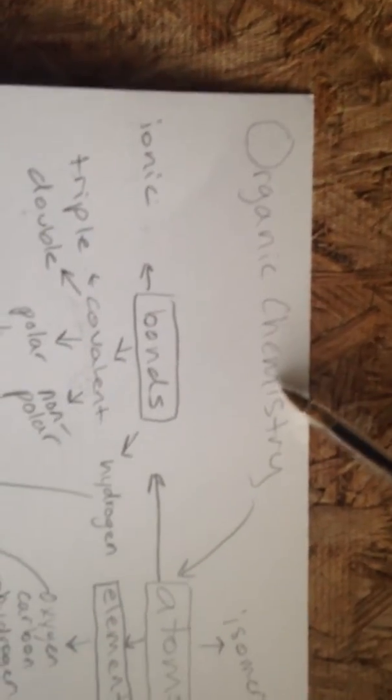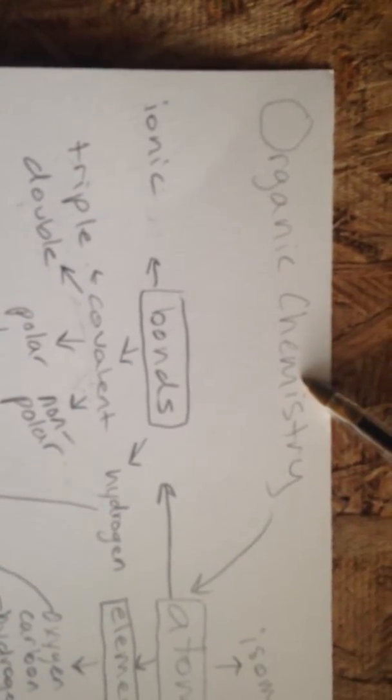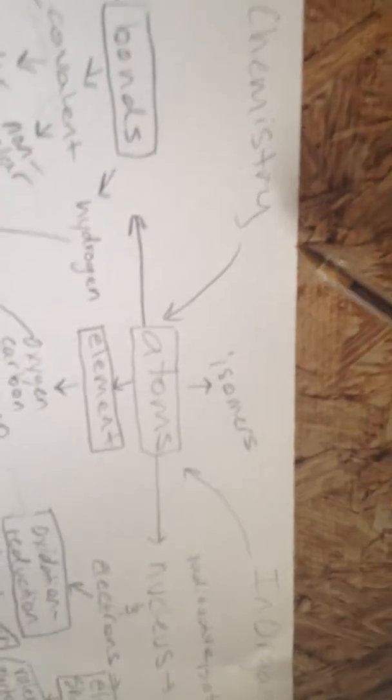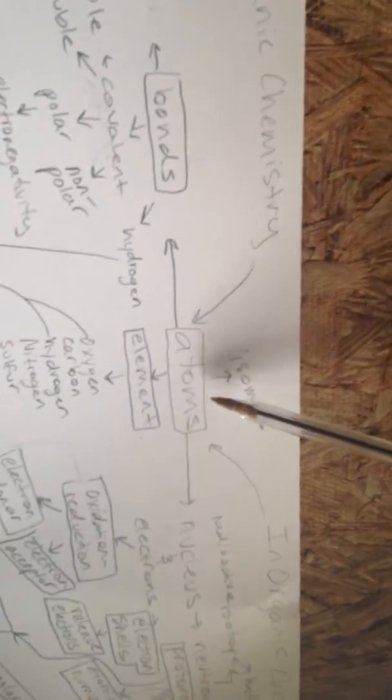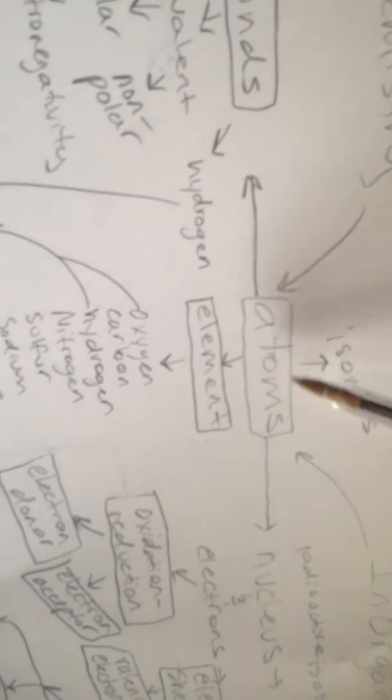Let's start at the top. First we have our two big categories. Organic chemistry, which is the study of carbon atoms and hydrogen atoms, basically all your organic materials. And then over here, inorganic chemistry, which is the rest of it. Both of these categories study atoms, and atoms are basically the center of chemistry. That's why it's in the center of my map.